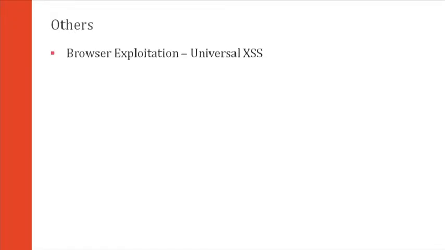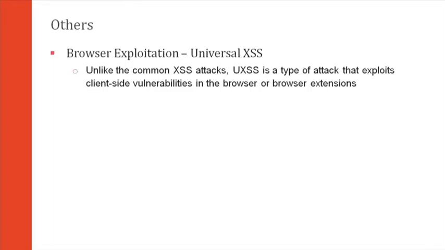Another kind of attack, browser exploitation. There is something called universal cross-site scripting. Nowadays, there has been a lot of news about this kind of attack using cross-site scripting or cross-site request forgery, which is another course. Universal cross-site scripting, unlike the common cross-site scripting attacks, UXSS, which is the name, is an attack that exploits client-side vulnerabilities in the browser.